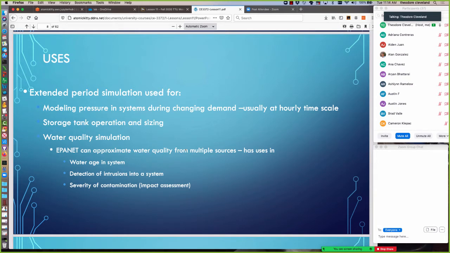The third use of extended period simulation is for water quality. EPANET can approximate the water quality from multiple sources, and we can use it to evaluate things like the water age in the system, how old water is at different locations, old on the order of hours or days, and it's the age from the supply point. It can be used to detect intrusions into a system and assess the severity of contamination, or an impact assessment, if you will.